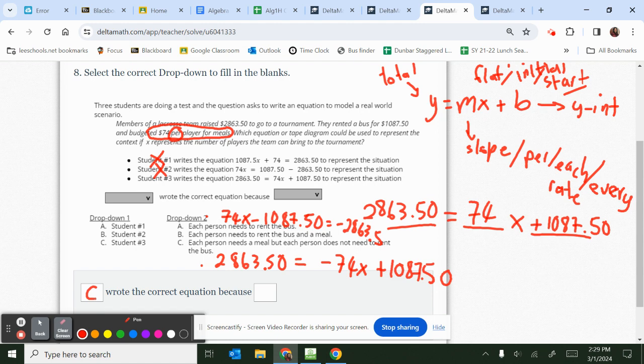The answer choice says each person needs to rent the bus. No, only one time you're renting the bus. So not all persons need to rent the bus. Only one time you're going to rent the bus. So this part is wrong.